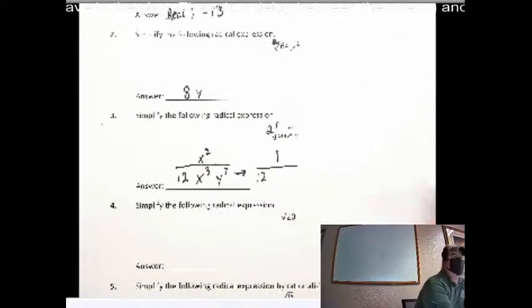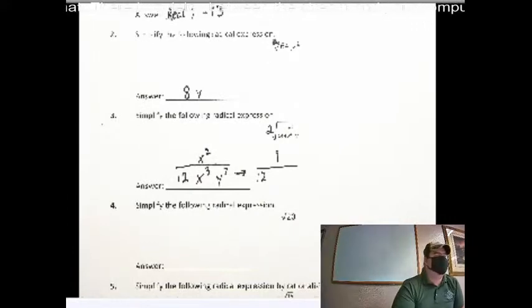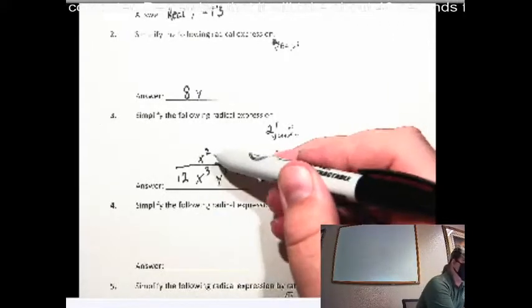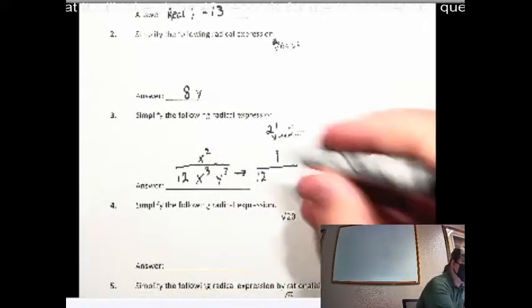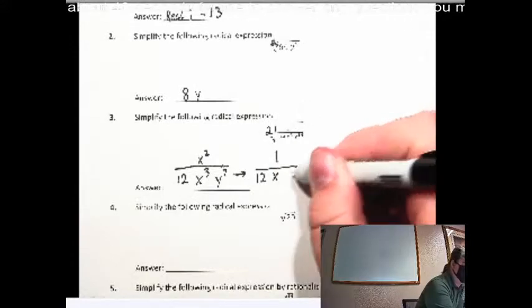All right? When we divide powers, or divide things with powers, what do we do with those exponents? Add, subtract, multiply, or divide them? Subtract. So 3 and 2, what's the difference of 3 and 2? 1. So x to the 1st on bottom here.